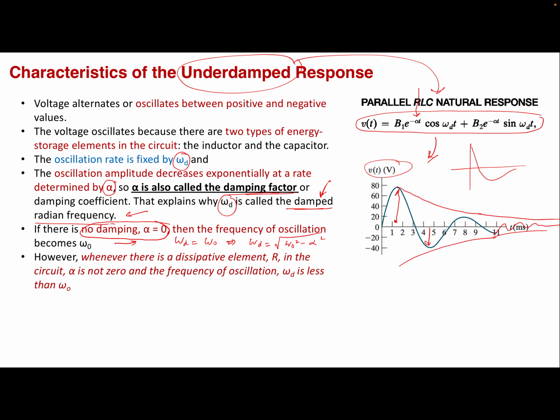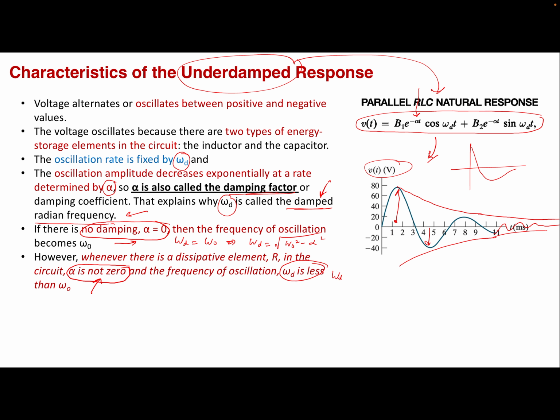And if there is a resistor present in the circuit with some value, this means that alpha is not going to be zero, and whatever the value of alpha is, it is going to decay the oscillation eventually. So there will be an eventual decay of the oscillation, and omega d will always come out to be less than omega naught, and that is why this is called damped radian frequency.